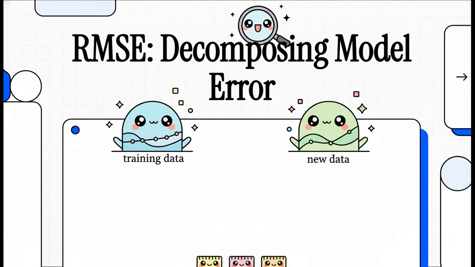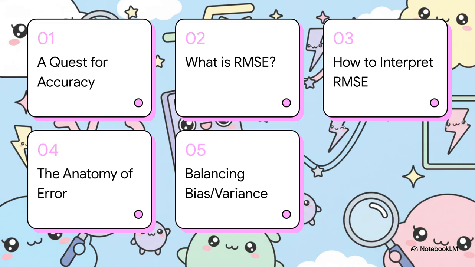Welcome back. In our last explainer, we really dug into the whole challenge of generalization error. Today, we're going to learn how to actually measure that error using one of the most powerful and common tools in the entire machine learning toolkit, the root mean squared error, or RMSE. All right, here's the game plan.